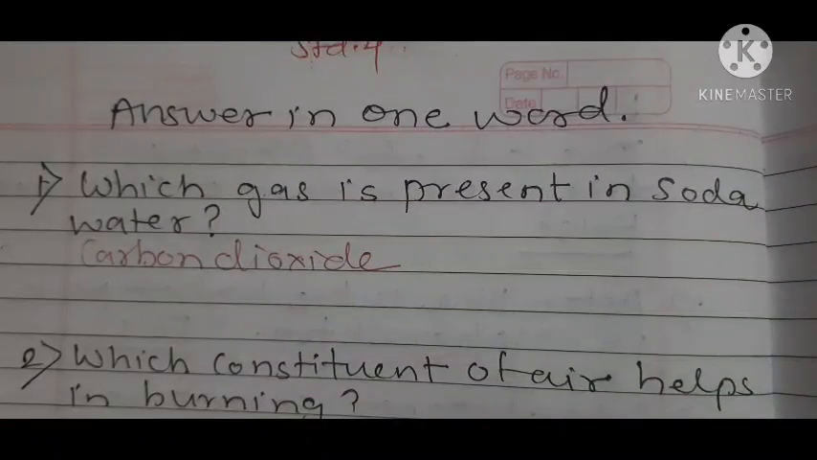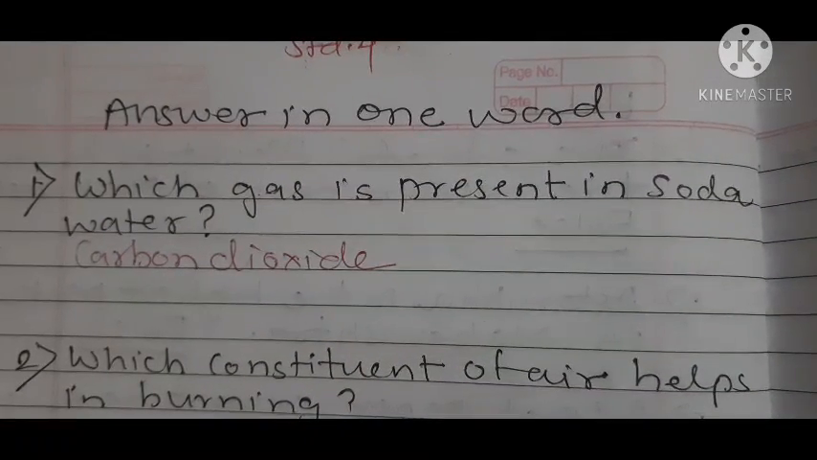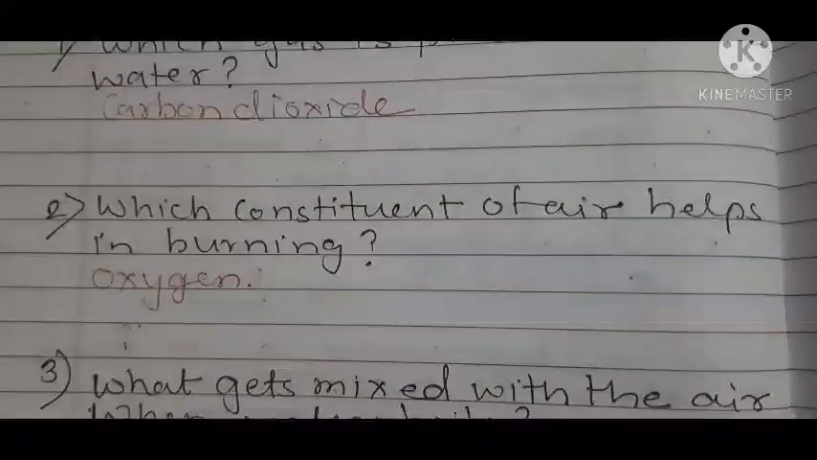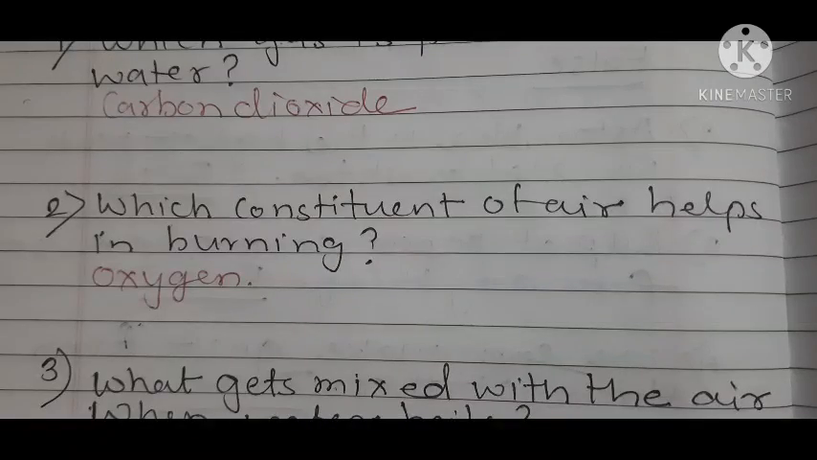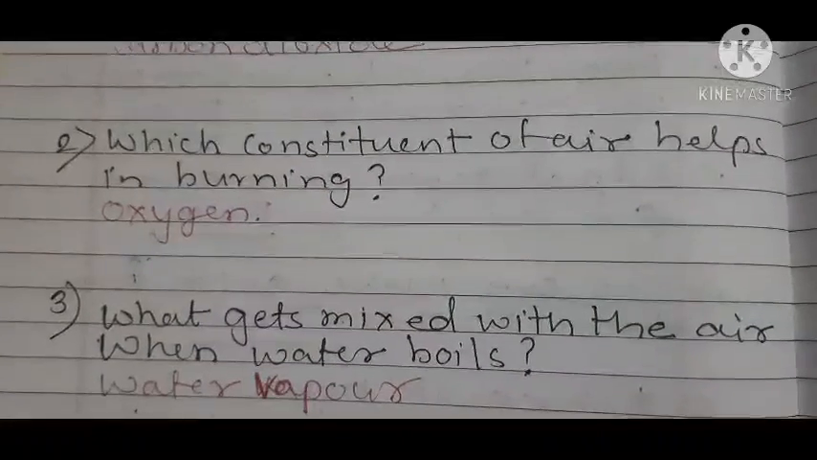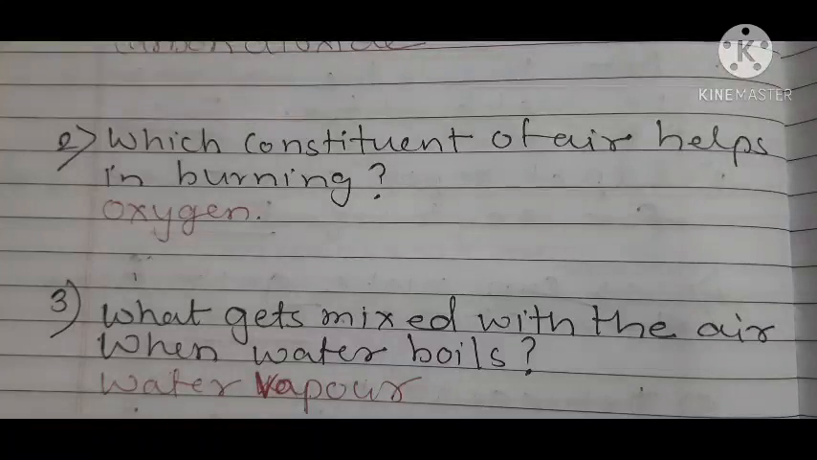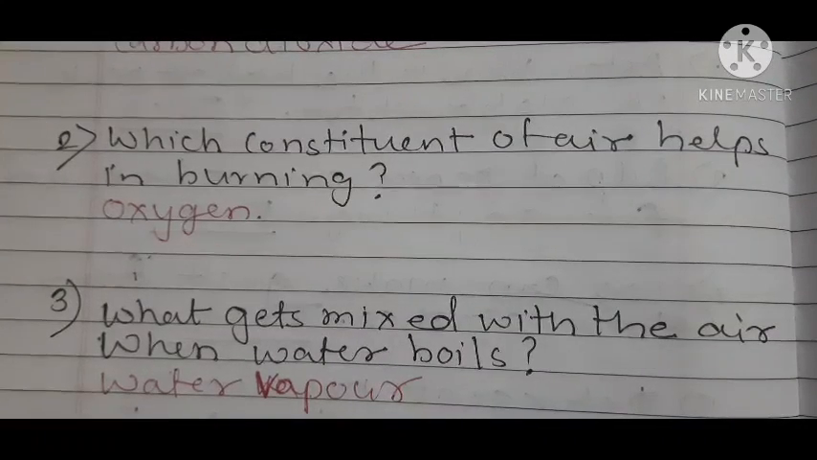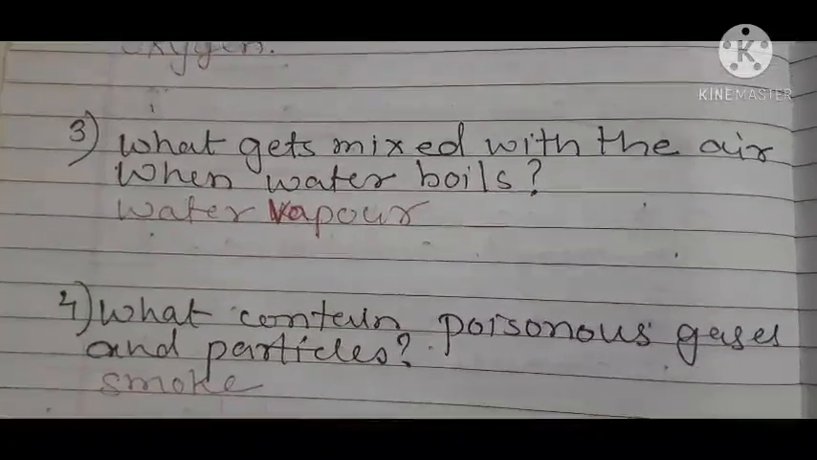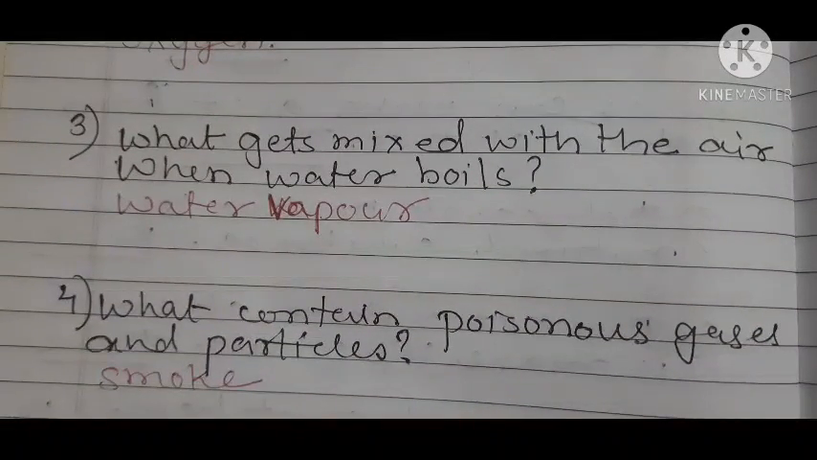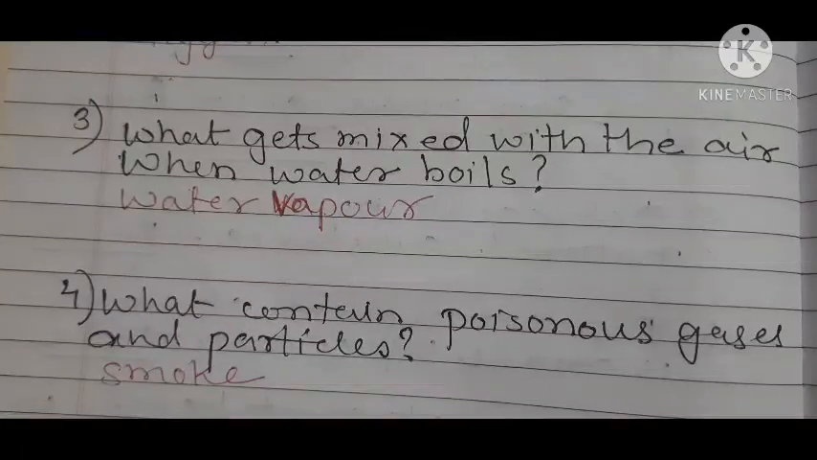Answer in one word. Which gas is present in soda water? Carbon dioxide. Which constituent of air help in burning? Oxygen. What get mixed with the air when water boils? Water vapor. What contain poisonous gases and particles? Smoke.